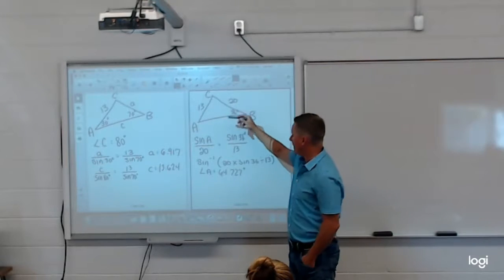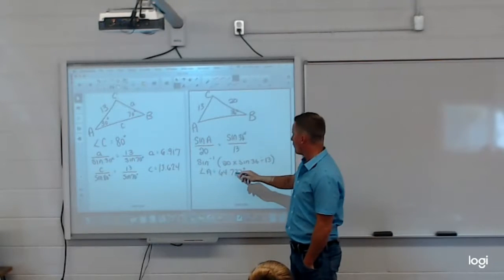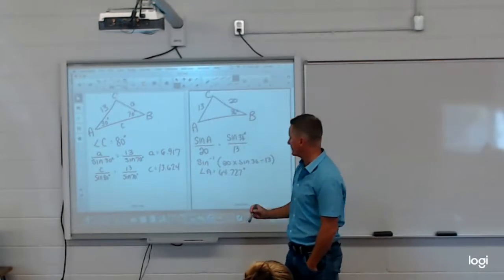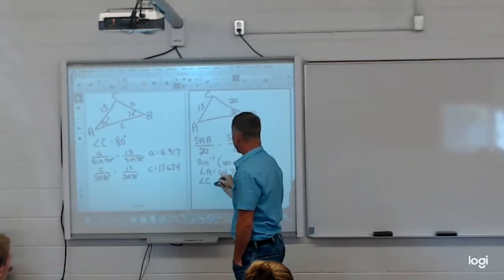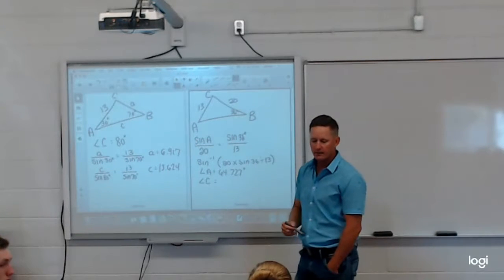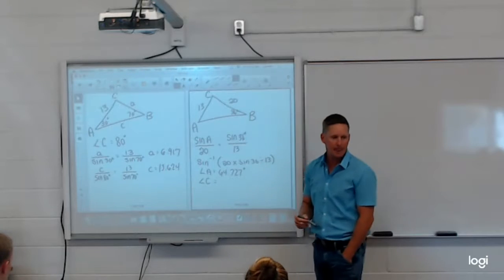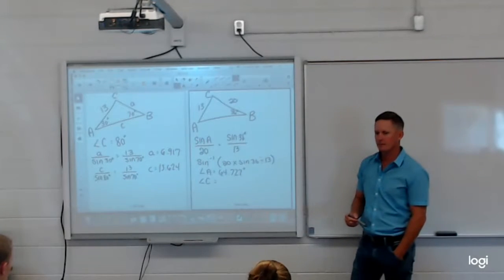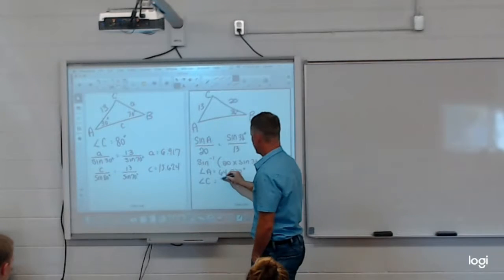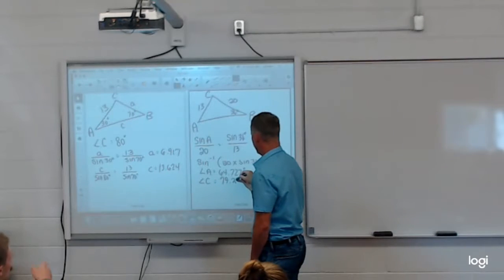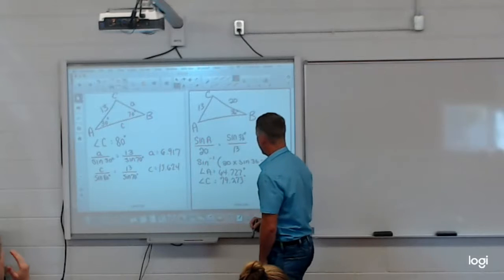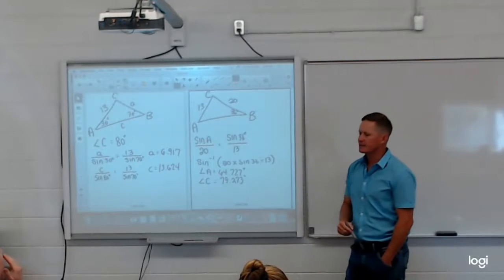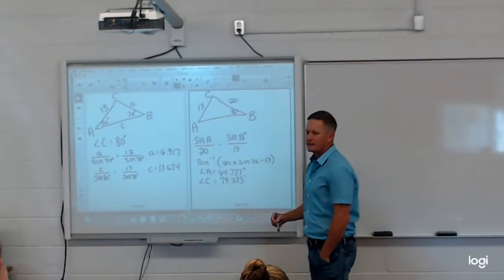So now I'm going to take 180, I'm going to subtract 64.727 and subtract 36, and that will give me what C is. So put that in, please. 79.273. Sounds about right. Okay, so now that I have angle C, I can find side C.